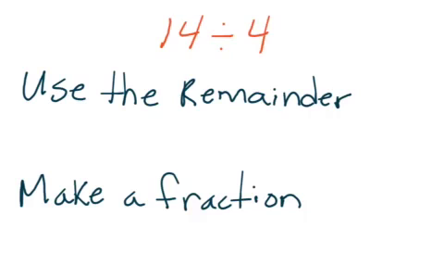Now, our first step doesn't change, it's to solve the problem. So if I were to divide, I'd get a quotient and a remainder. My quotient in this case would be 3, because 4 times 3 is 12, and then how many more do I have to add to get 14? That would be 2, which is my remainder.